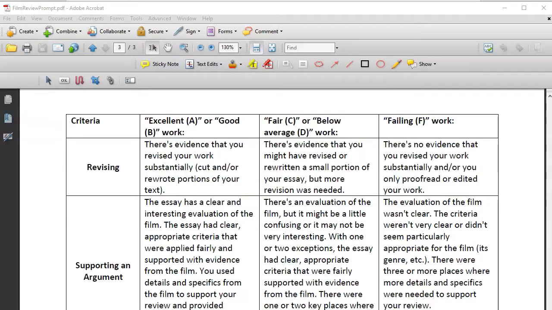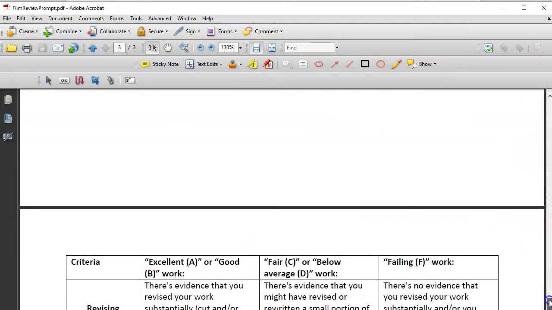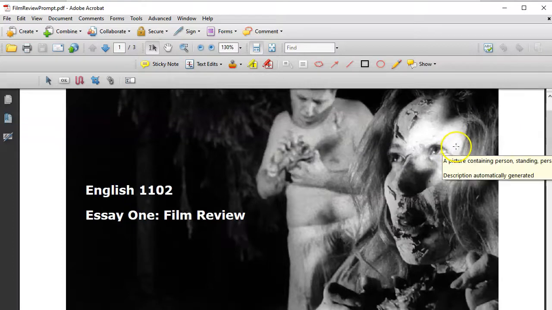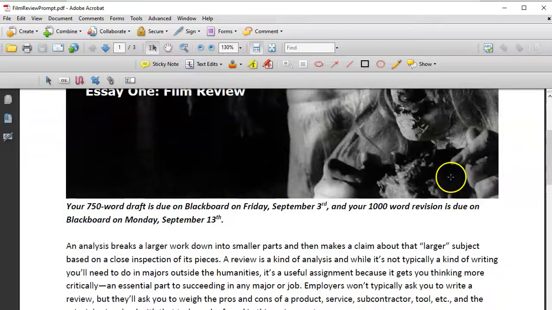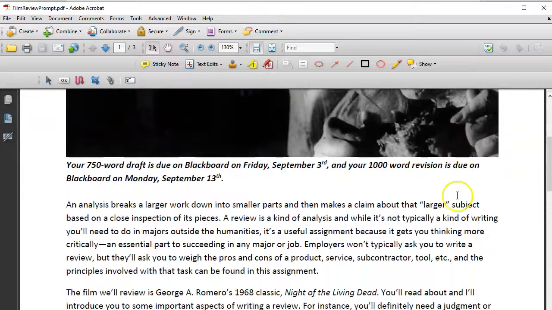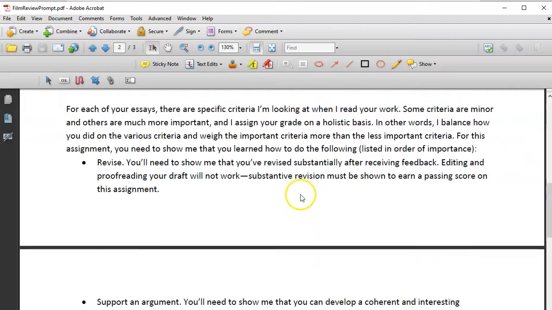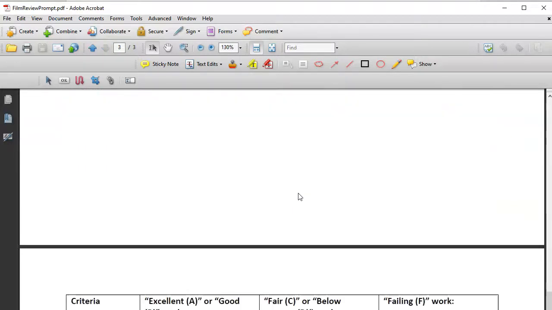So here's an example of an analytic rubric. On the left-hand side are the criteria that I'm looking at. And this is for a film review assignment. It's something that I teach in English 1101, 1102, so the first semester, first year composition course at Shawnee State. And I like film reviews because everybody likes a good movie. And we all watch Night of the Living Dead because it's free and they can watch it on YouTube. So even if they miss class, not a big deal.